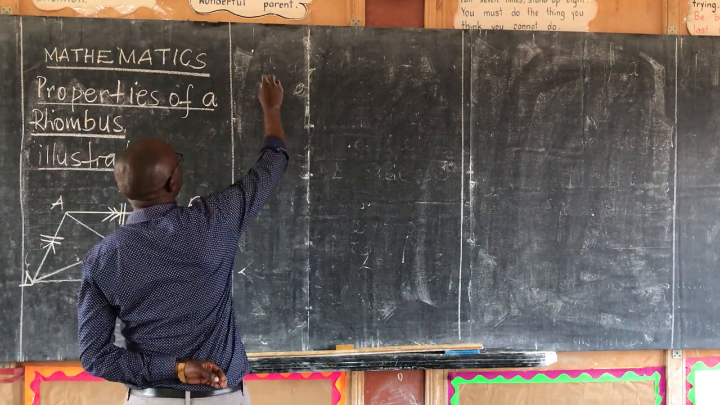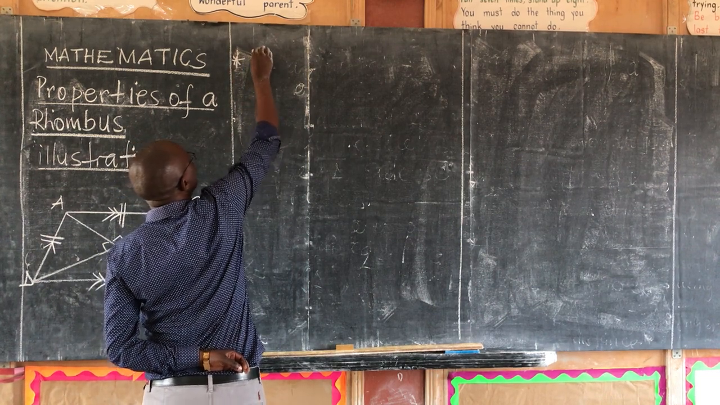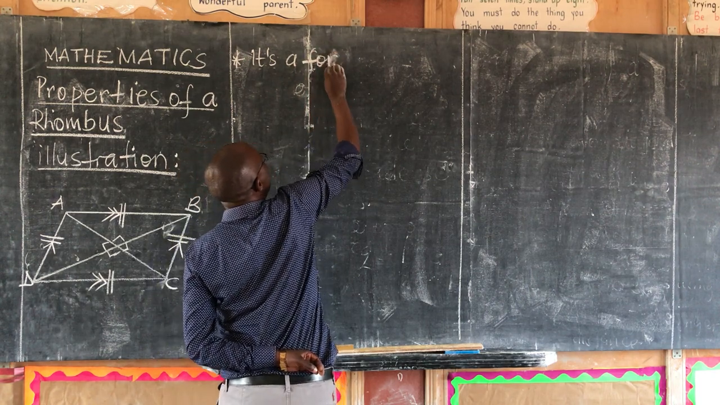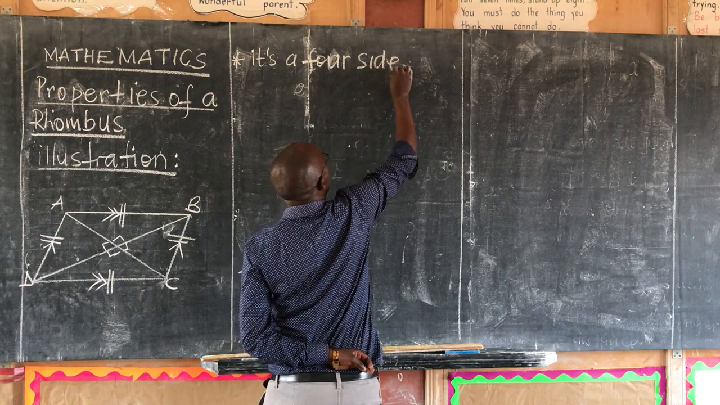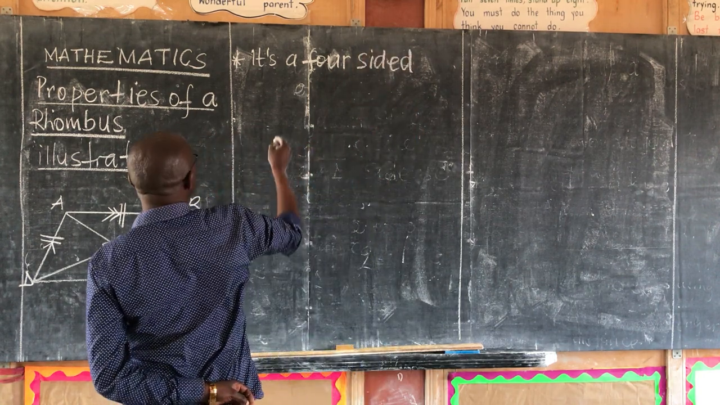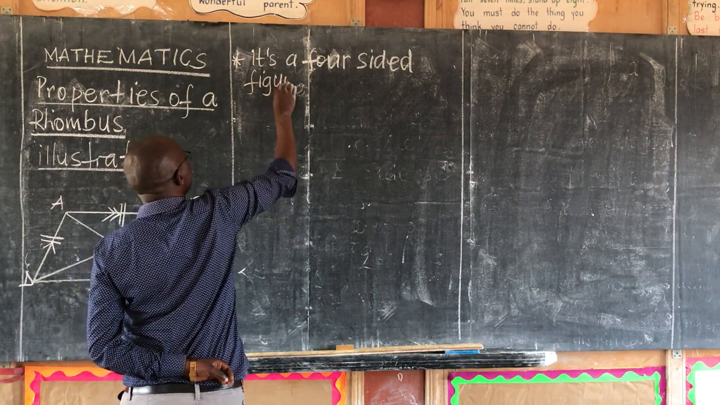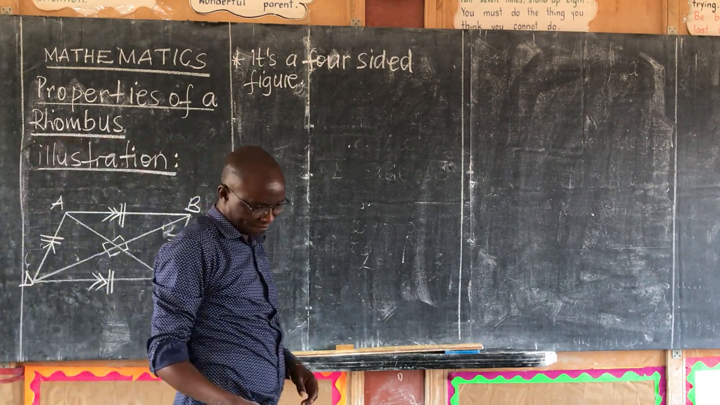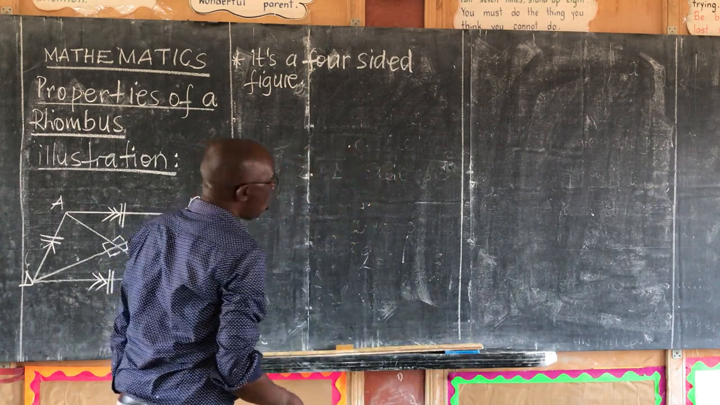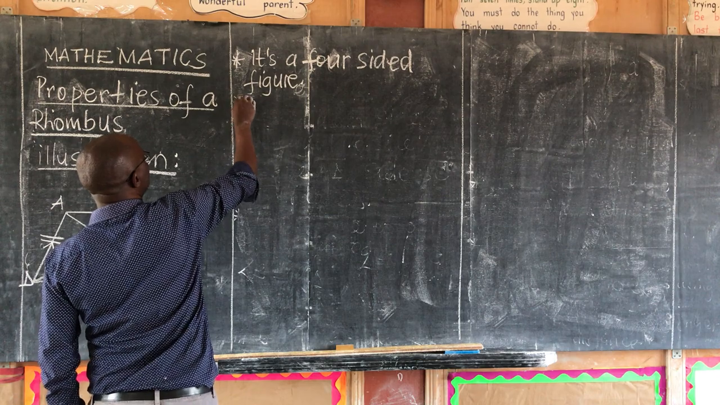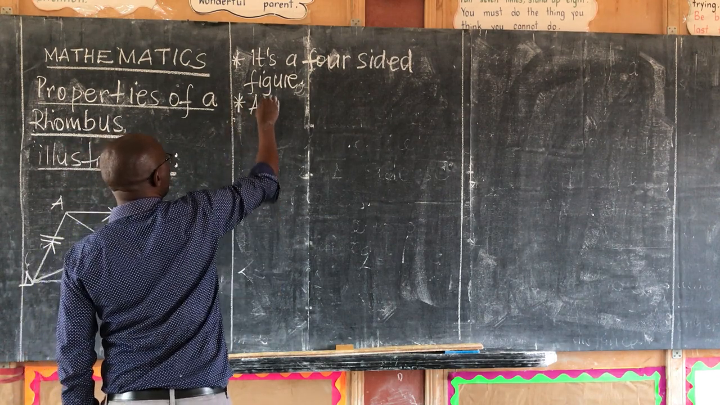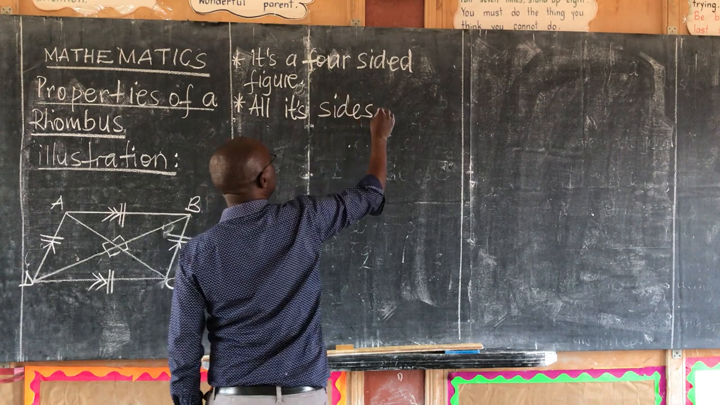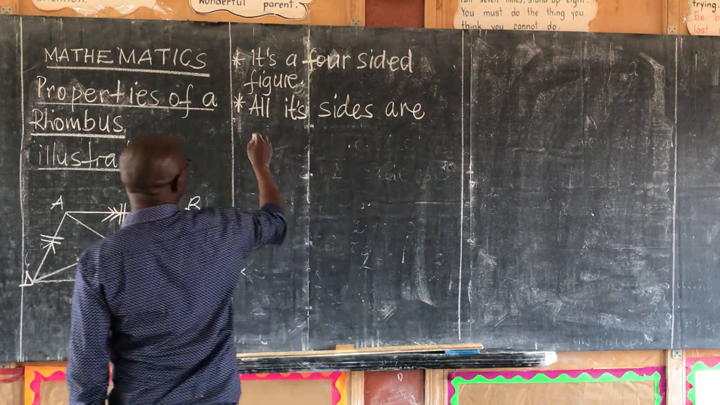Property number one, it's a four-sided figure. A rhombus is a four-sided figure. The sides are four, and all its sides are equal. All the sides of a rhombus are equal.